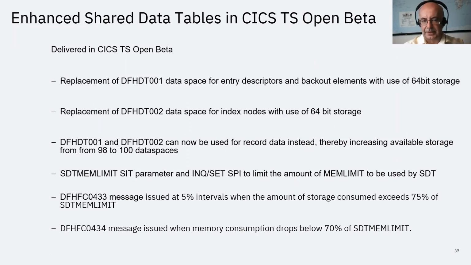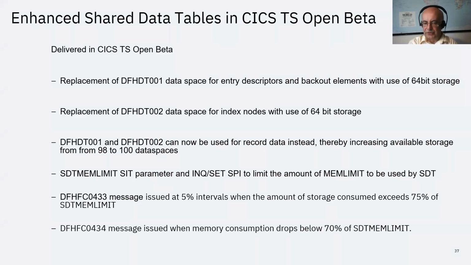So we've delivered this in open beta. As Mark probably explained yesterday, we're dropping new refreshes of the open beta roughly every 3 months. There's one gone out in October, and the October one certainly has this item completed. So DT001 and DT002 have been removed as a result of moving the data to 64-bit, and now they're available for your customer data.